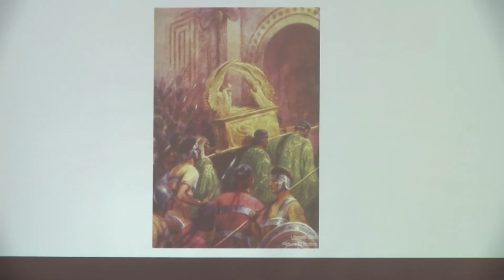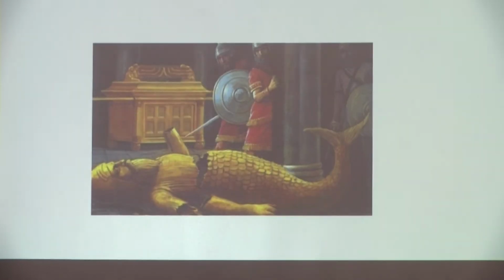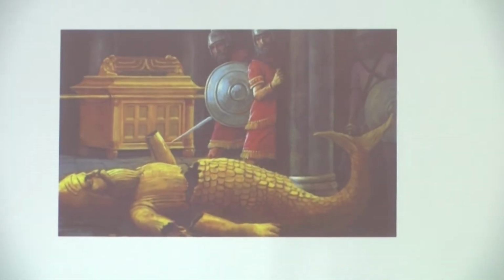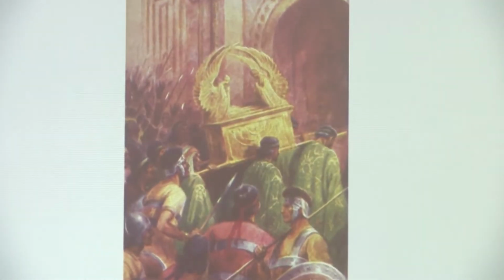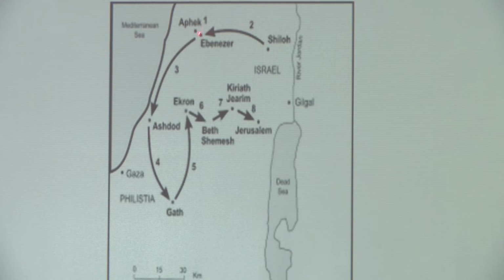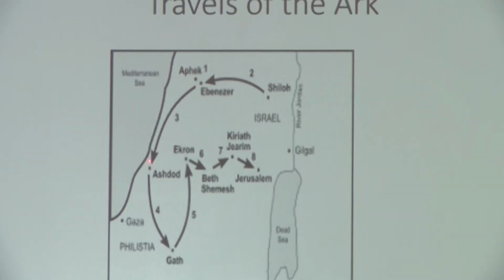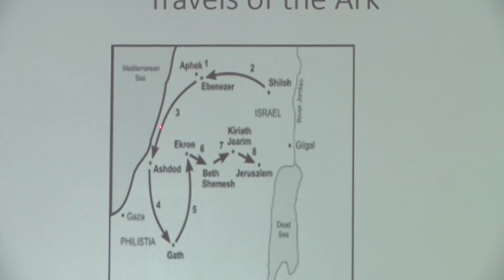After the battle, the Philistines took the ark and they took it back into the Philistine territory. Let me see if I got a map here. When they took it back, this is Shiloh. Here is where the battle of Ebenezer and Aphek. This is where the Philistines were, and this is where the Israelites were. And they took the ark and took it to Ashdod. Ashdod was one of the principal cities of the Philistines at that time.